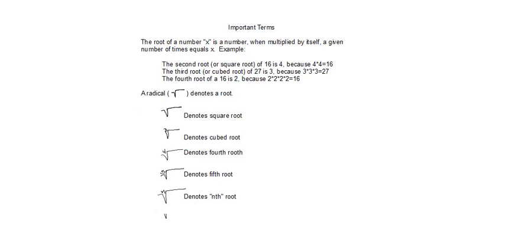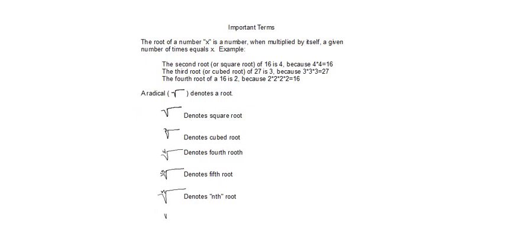The root of a number x is a number that, when multiplied by itself a given number of times, equals x. A few examples of these. The second root, also known as the square root, of 16 is 4, because 4 times 4 equals 16. The third root, or cube root, of 27 is 3, because 3 times 3 times 3 equals 27. The fourth root of 16 is 2, because 2 times 2 times 2 times 2 equals 16.